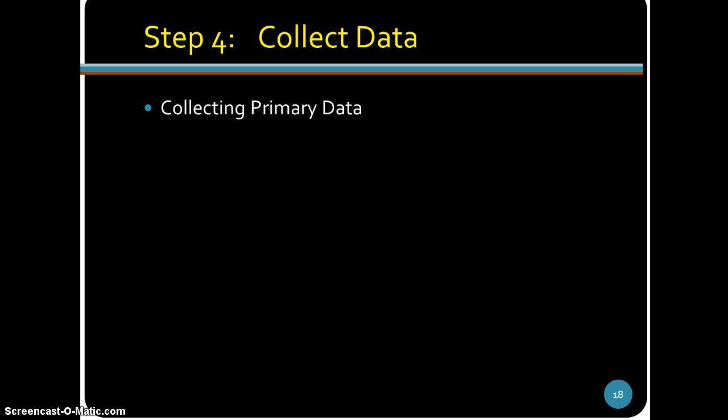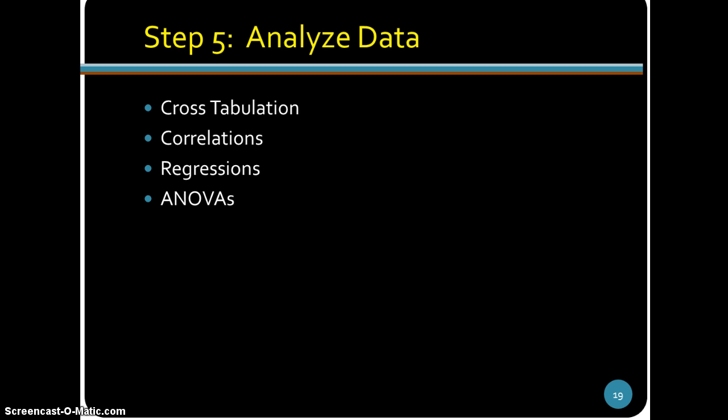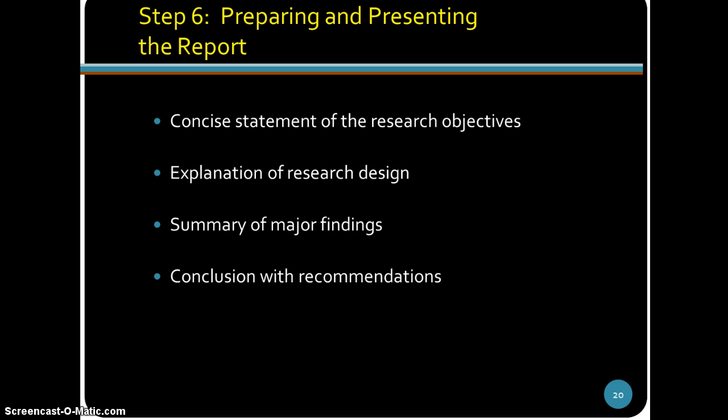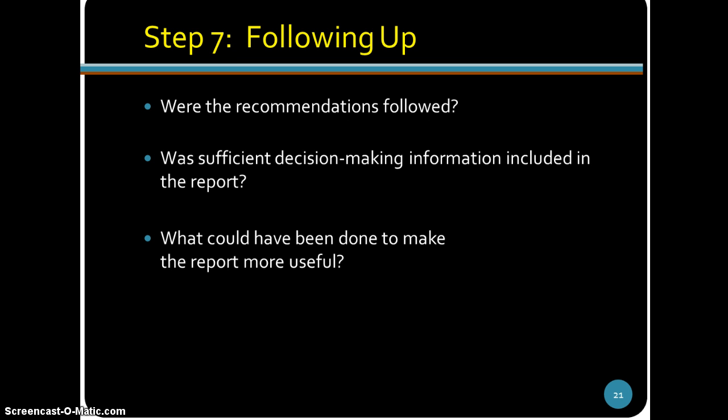Step 4 is to collect data, and that only applies when you're collecting primary data. Step 5 is to analyze the data, and again, a bunch of different statistical tools can be used to analyze data. Step 6 is to prepare and present the report. So if you're a consultant, then you prepare what you found from the data, you analyzed it, a summary of major findings, and then based on those findings, you make conclusions and recommendations for your client. And then the last step, of course, in any research study is to follow up. Did you have enough information to make a decision? How differently can we analyze the data? What other recommendations would be necessary?